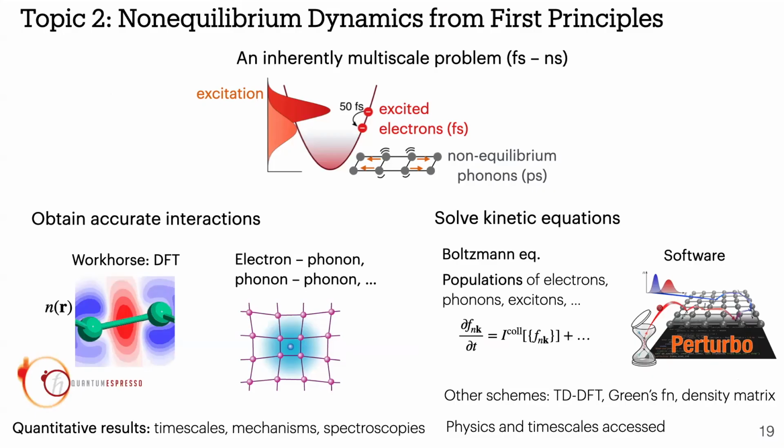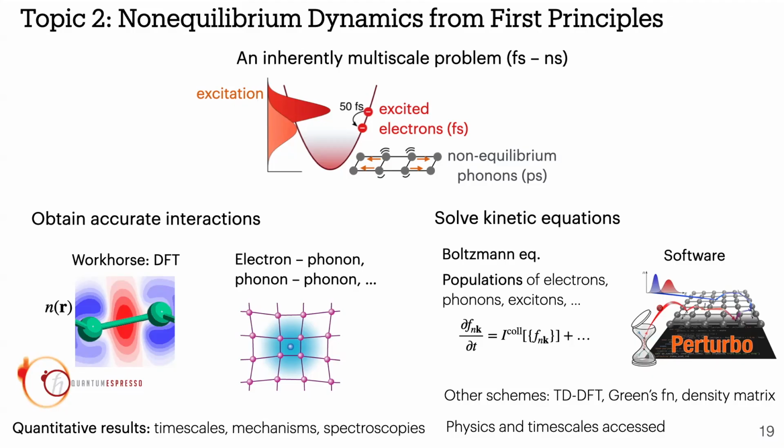I will talk about non-equilibrium dynamics. So this is an inherently multi-scale problem where typically in experiments at time zero, you excite the material, typically with a light pulse, and that typically couples with the electrons. So you generate excited electrons, which then evolve on a femtosecond time scale. But then over longer times, the electrons lose energy to the lattice. So you create non-equilibrium distributions of phonons, which then evolve on a picosecond time scale because the phonon-phonon interactions are weaker than the electron-phonon interactions.